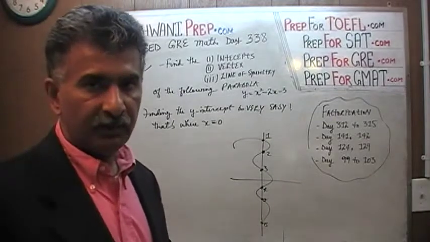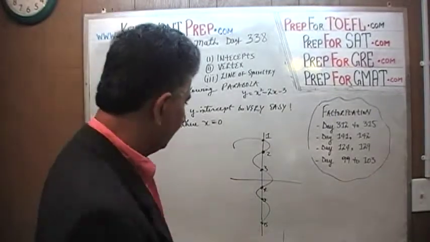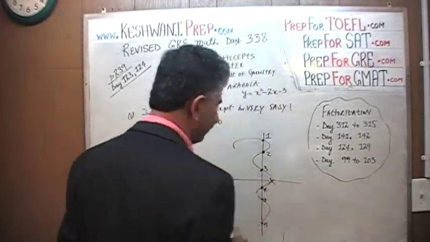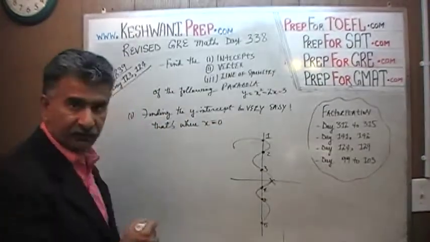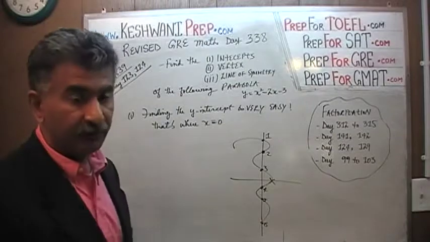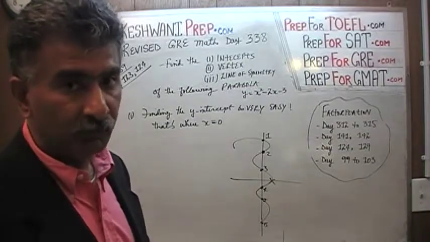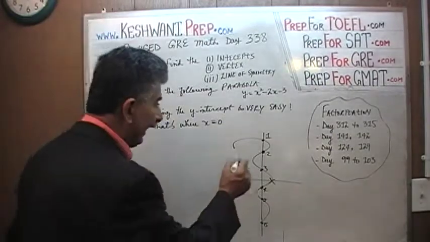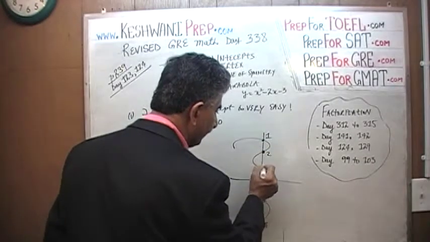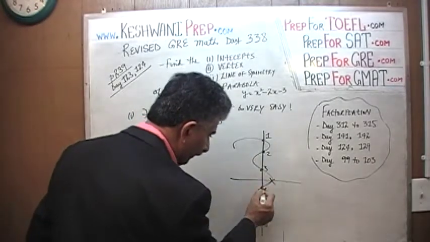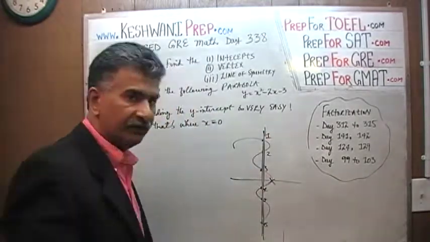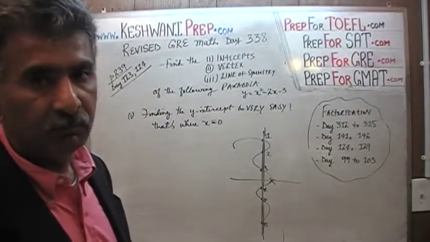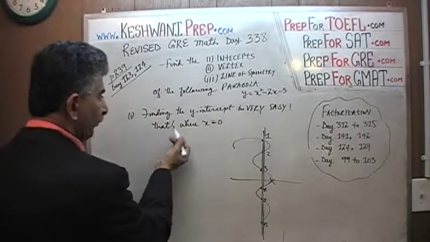How many x-intercepts does it have? X-intercept is where the graph cuts the x-axis. It cuts the x-axis at only one location. But anyway, the point is, whether there is one y-intercept or more than one y-intercept, the x-coordinate of all of these points is 0. Wherever the graph cuts the y-axis, the x-coordinate is 0. It's very simple. That's where x is equal to 0.